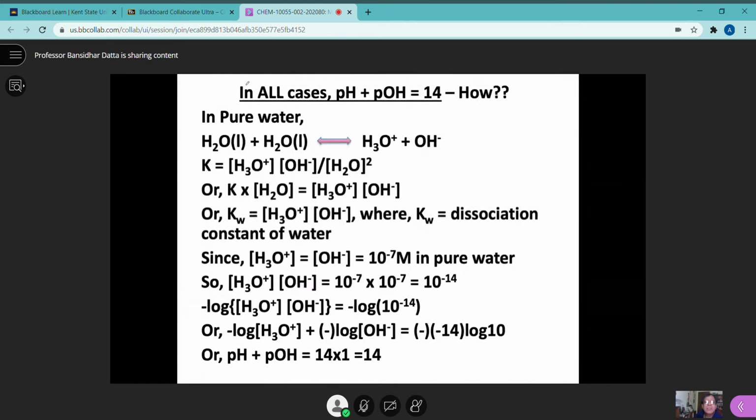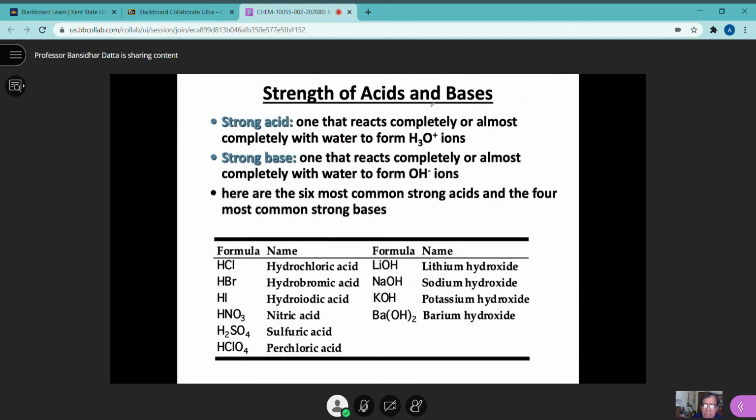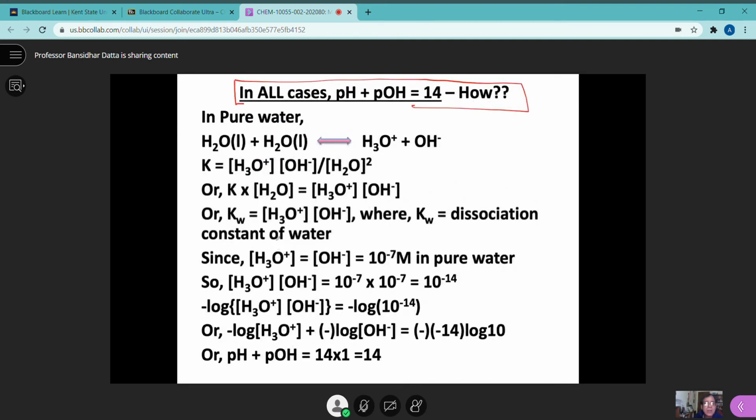In all cases, and I'll prove it, we'll show you the calculation very soon, pH plus pOH is equal to 14. All cases means all solutions. Any solution you take in the world, universe, or anywhere, you always get pH plus pOH is 14. And what's the pH? Negative log of the concentration of hydronium ion plus negative log of the concentration of hydroxide ion must be equal to 14 always. So you must remember this equation.